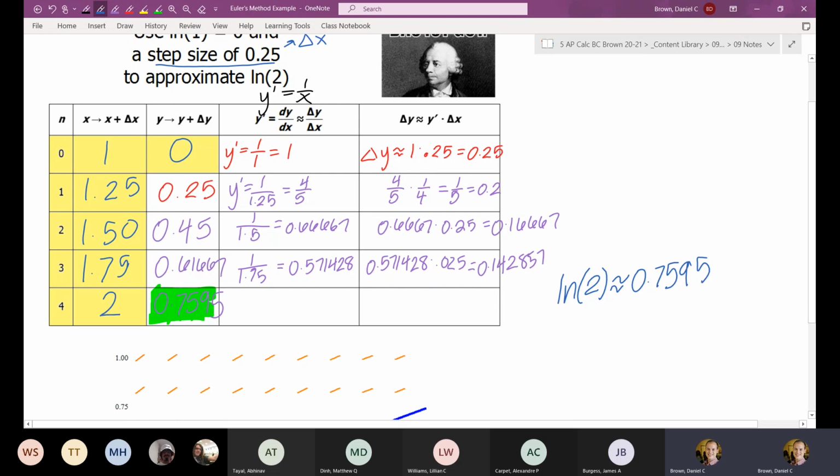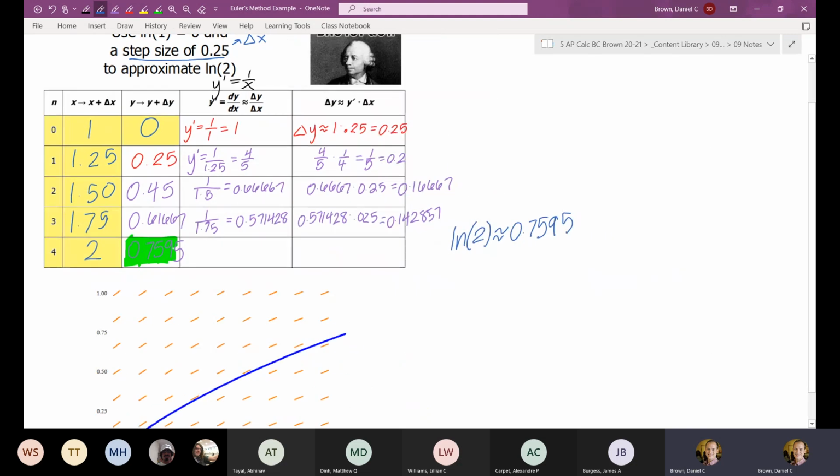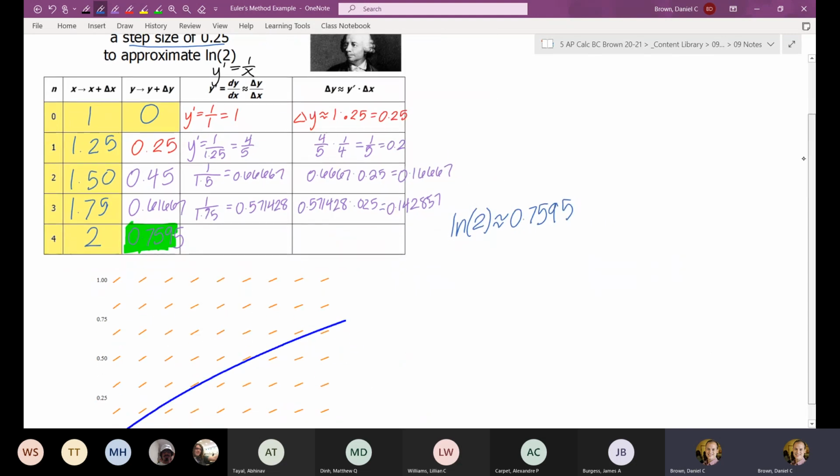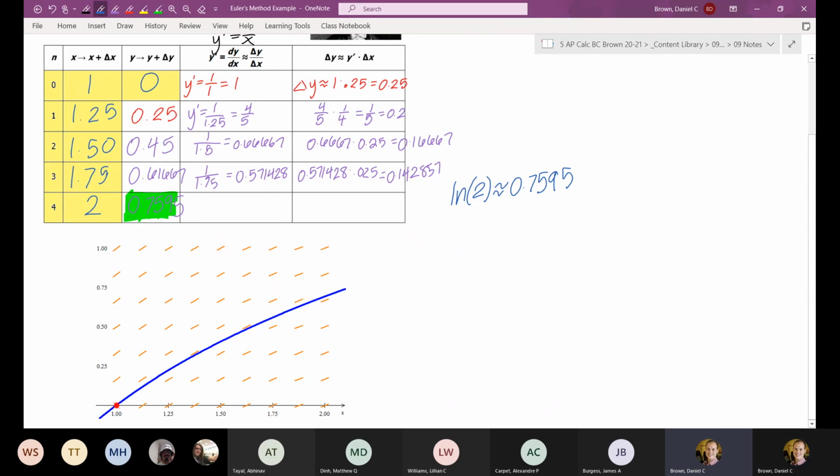Again, using modern technology, the natural log of 2 is 0.69, so you can see that it is a little bit closer. The over approximation for Euler's method is the same as a tangent line. Since the natural log of x is concave down, we knew automatically that this was going to be over the actual value.